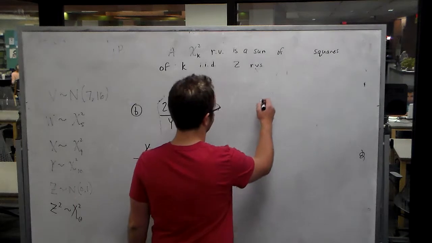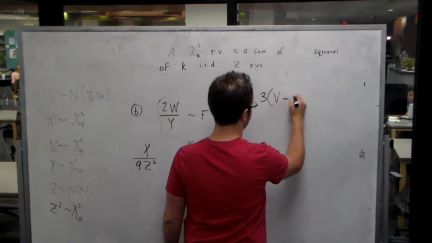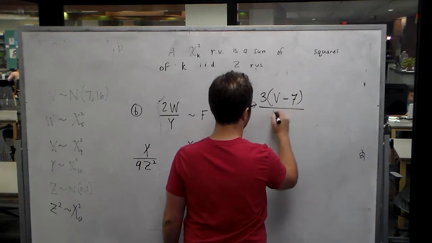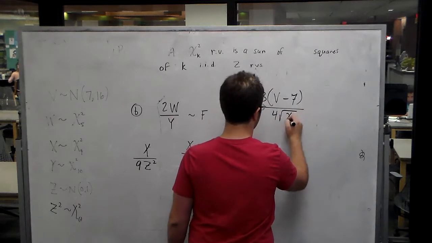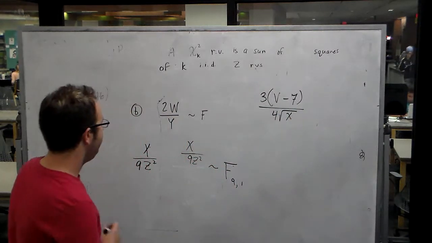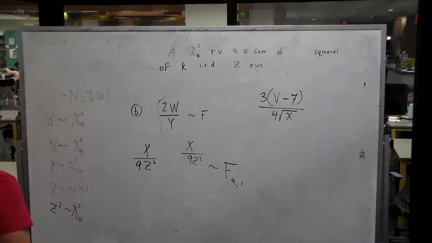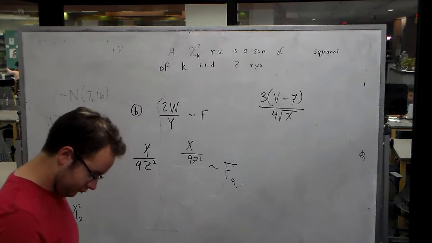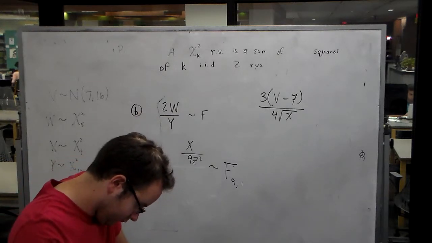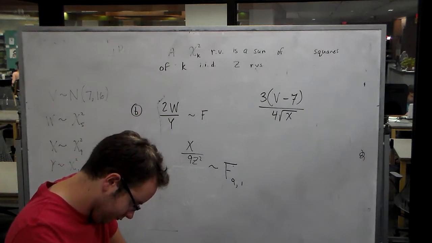We've got 3 times V minus 7 over 4 times the square root of X. V is a normal random variable. X is a chi-square random variable. This is, I have no idea. That's what I was thinking.